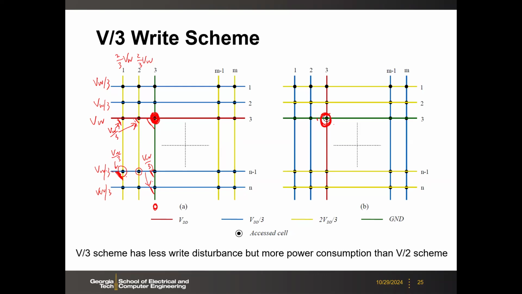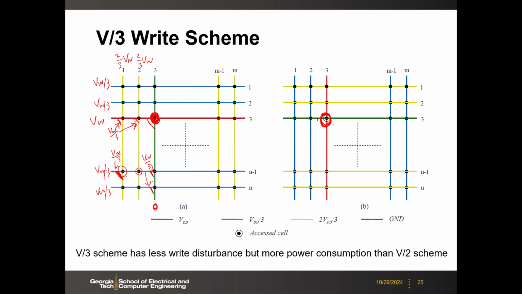So here you will have some homework or maybe exam questions to calculate the total power consumption between those two schemes. You can imagine that this V over 3 scheme may burn more power for the entire array, right? Because all the cells will have V over 3 across the cell, so you will pass some current. You have a voltage difference, then you will pass some current.